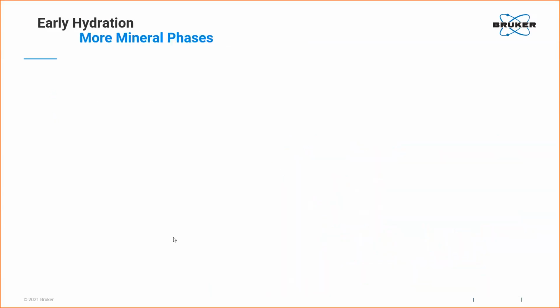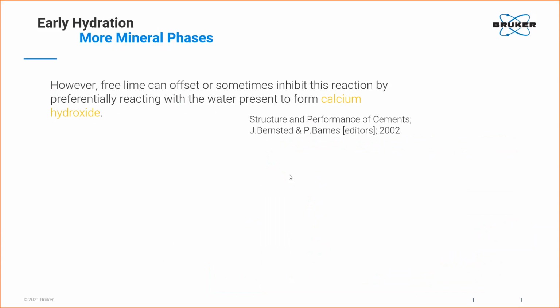But it's not only syngenite. There are a couple of other phases which can also be tracers for early hydration or can give you a hint that early hydration is occurring. And one thing which is very simple and should not be neglected is calcium hydroxide. The mineral name is portlandite. And this was already mentioned in lots of different publications. I just want to cite it here.